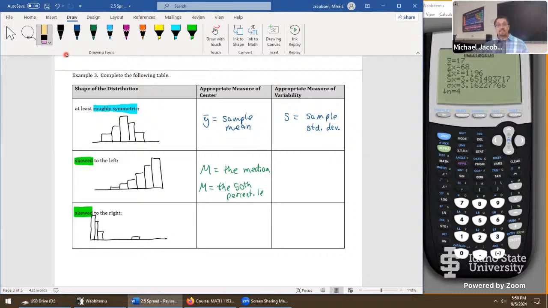The median is a nice measure of the center because it will always give you a number that cuts your data in half. Half the data is going to be below the median, half the data is going to be above, regardless of how skewed your data is. It could be the world's most skewed data set. This will still describe the 50th percentile, the center in that way. Here, we would also use M, the median.